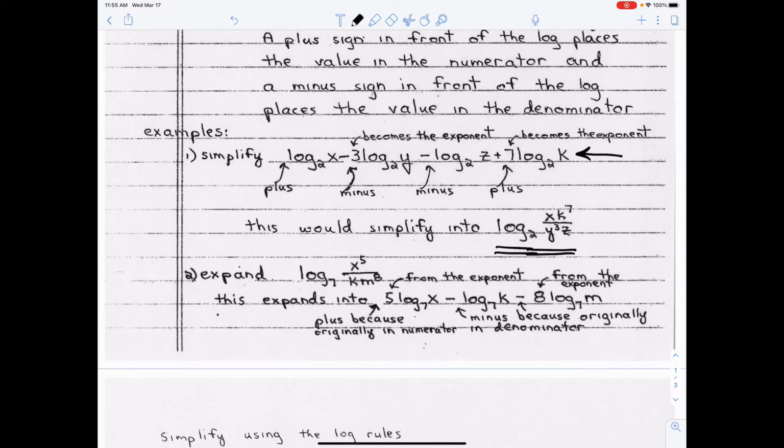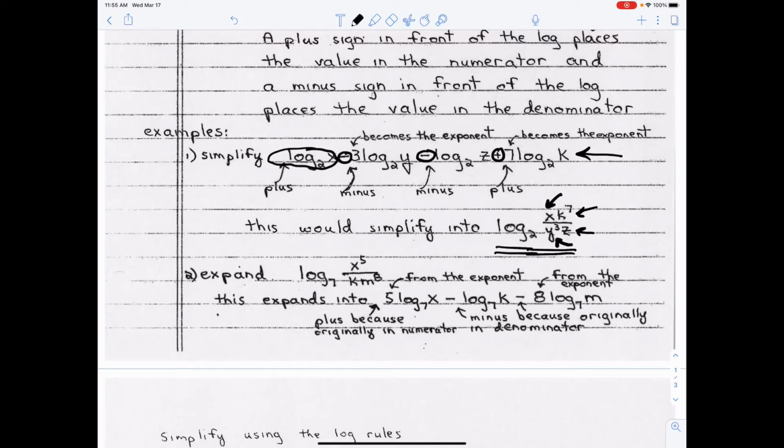Okay, first of all, there's no sign in front of the first log. Therefore, it's positive. That's why the x ends up in the numerator. There's a minus in front of this log. That's why the y ends up in the denominator. There's a minus in front of this log. That's why the z ends up in the denominator. And there's a plus in front of this log. That's why the k ends up in the numerator. So that's why those particular variables end up where they do.